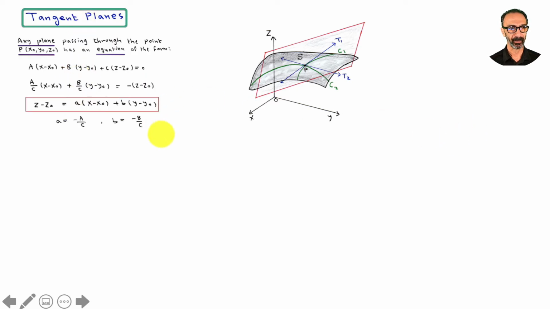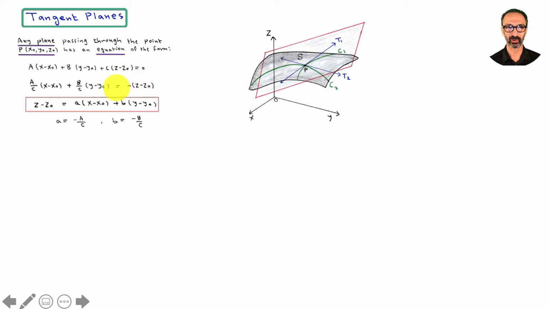Tangent planes. Any plane passing through the point P right here has an equation of the form A times (x minus x sub 0) plus B times (y minus y sub 0) plus C times (z minus z sub 0) equals 0. Rearranging, we're going to look at it from a different point of view and a cleaner look. Moving this to the right side, I have a minus. Dividing every single term by C, I have A over C here, B over C, I have a negative here.